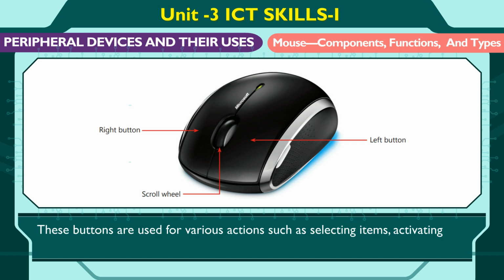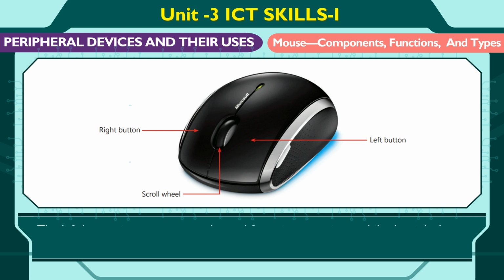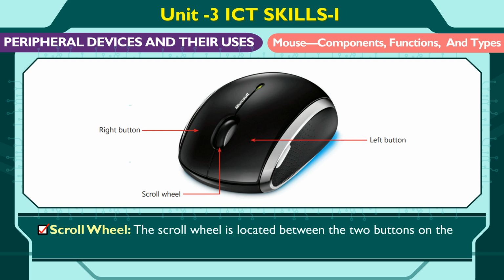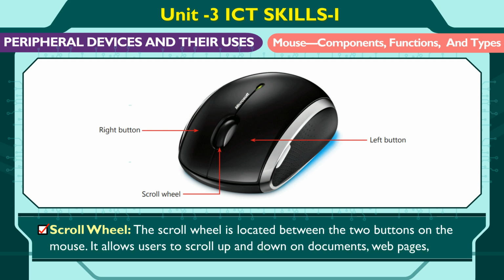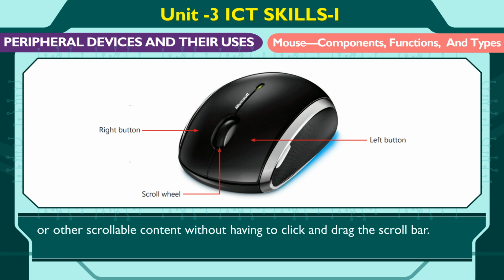These buttons are used for various actions such as selecting items, activating buttons or links, and performing context-specific functions. The left button is most commonly used for primary actions, while the right button often opens context menus. Scroll wheel. The scroll wheel is located between the two buttons on the mouse. It allows users to scroll up and down on documents, web pages, or other scrollable content without having to click and drag the scroll bar.